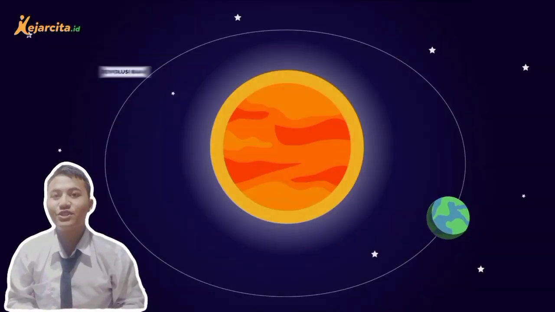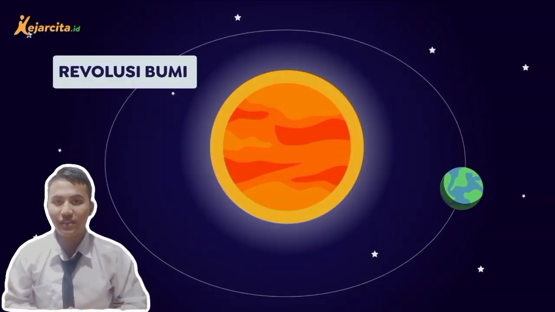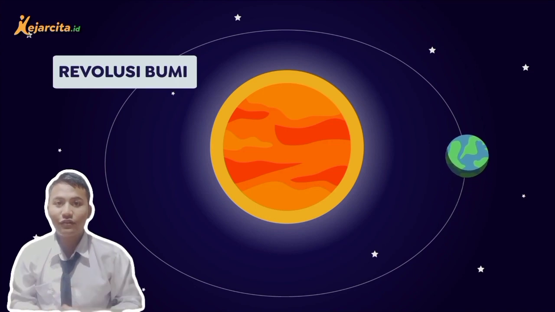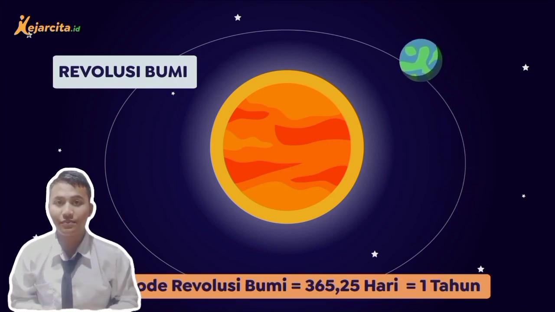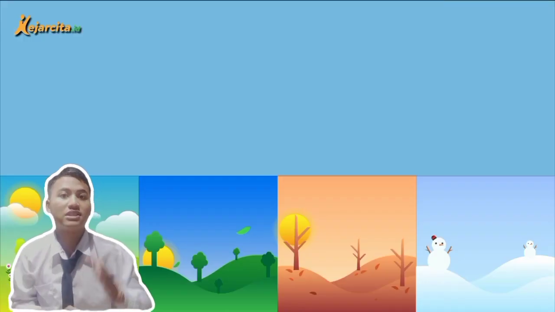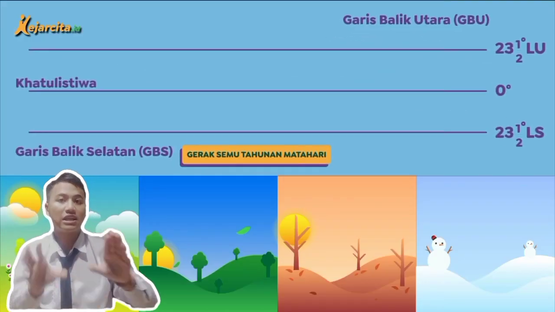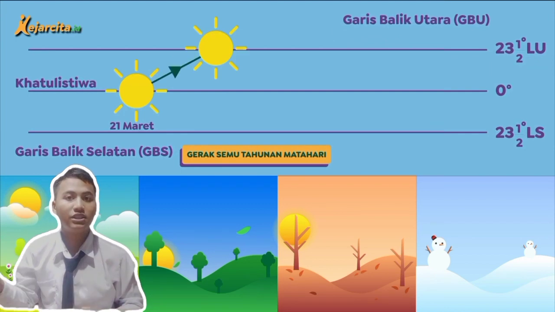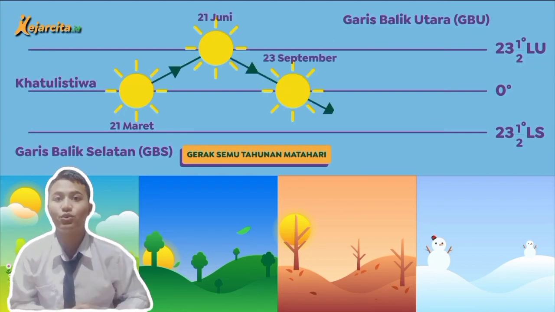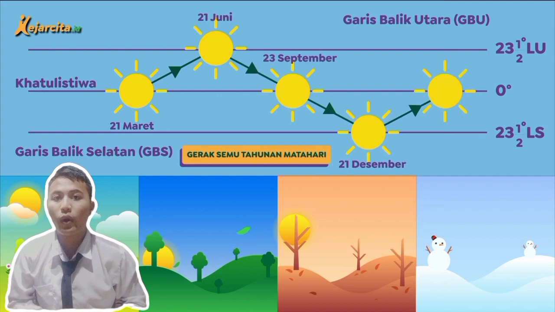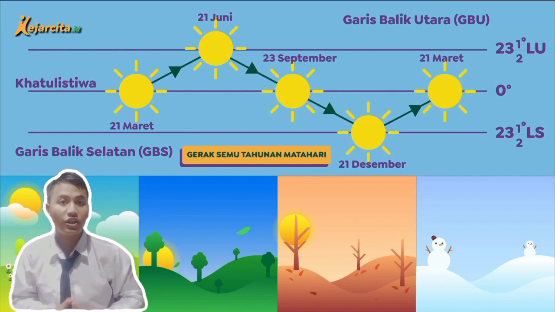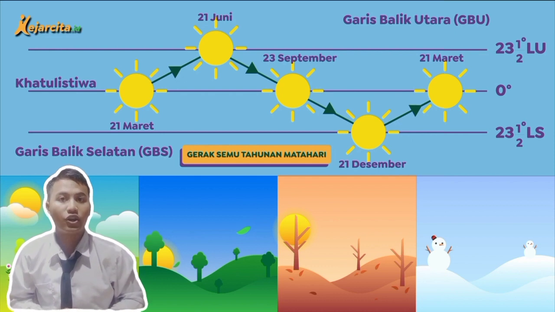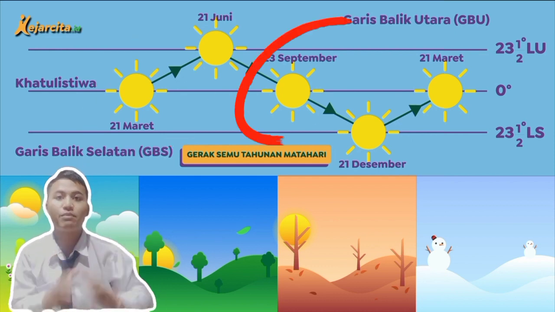Next is the revolution of the Earth, namely the movement of the Earth around the Sun. Earth's revolution period is 365.5 days or 1 year. Earth's revolution causes the Sun's annual apparent movement, namely the Sun's movement from the north of the Earth to the south of the Earth and back again to the north. The position of the Sun when it is exactly on the equator is called the culmination point, which occurs 2 times a year, on March 21st and September 23rd.